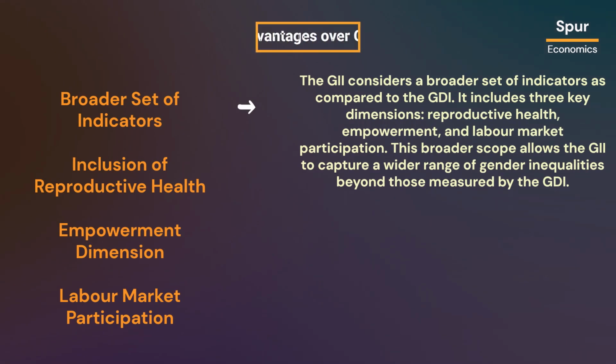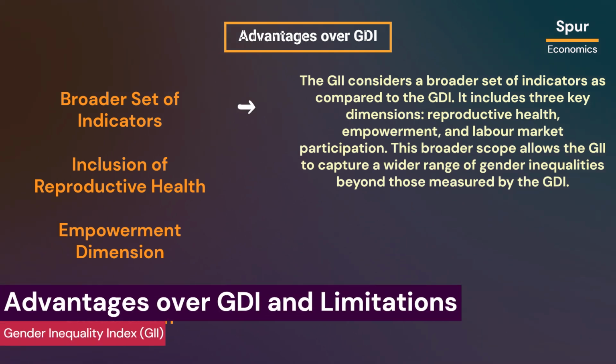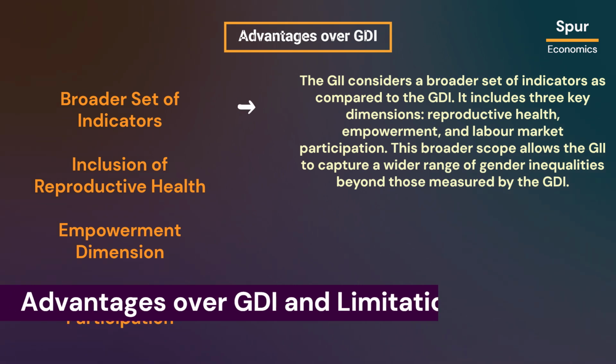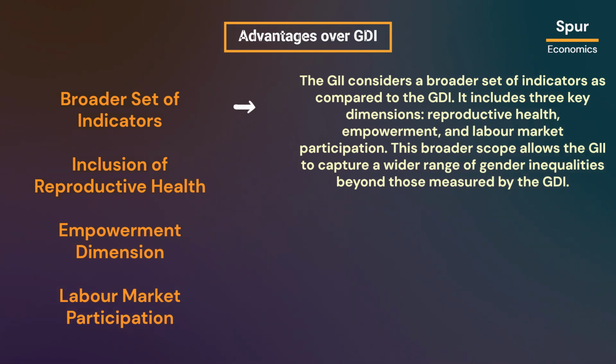The GII considers a broader set of indicators as compared to the GDI. It includes 3 key dimensions: reproductive health, empowerment, and labor market participation. This broader scope allows the GII to capture a wider range of gender inequalities beyond those measured by the GDI.